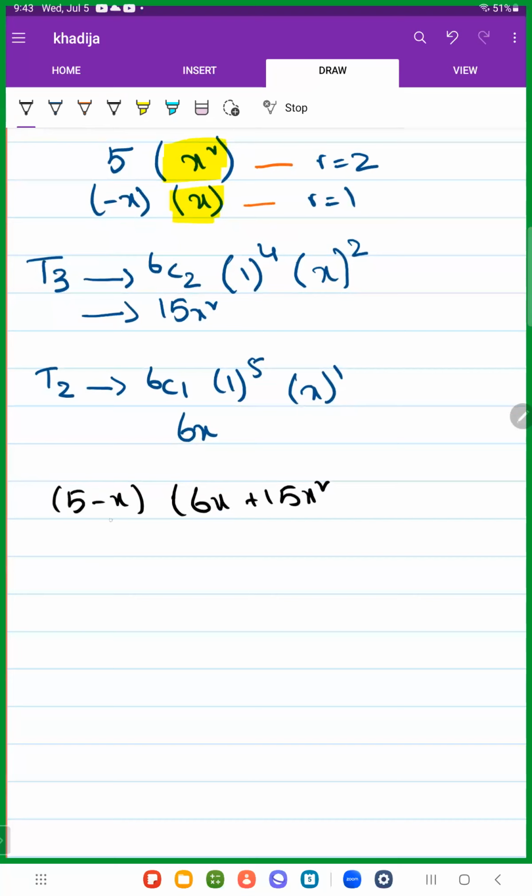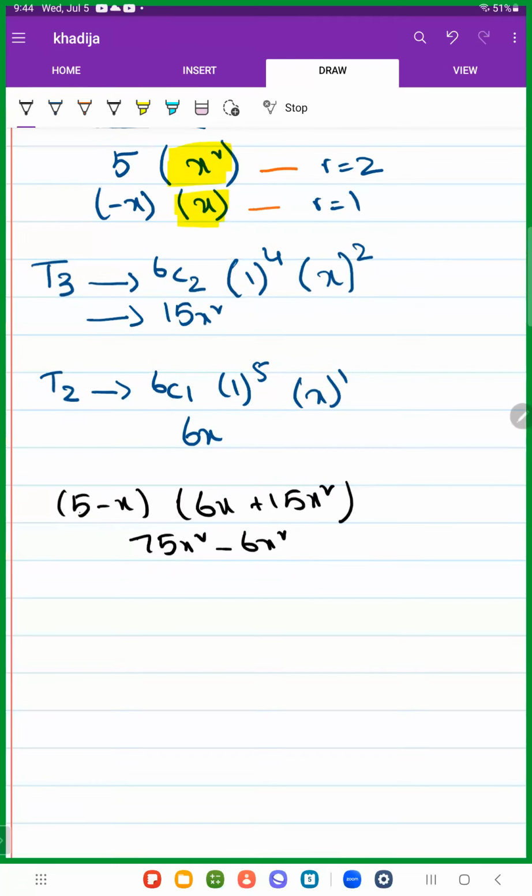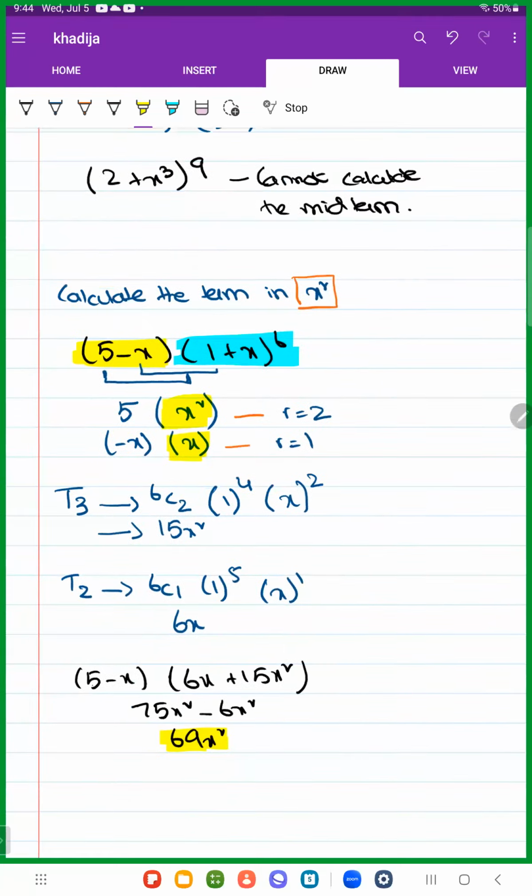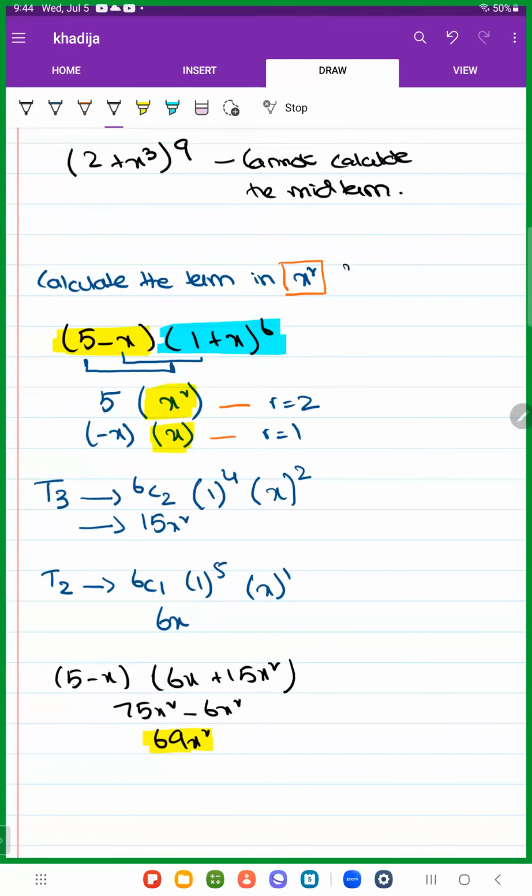So now I have (5 minus x) and I have 6x plus 15x squared. I have to multiply 5 with the term with x squared, so 5 into 15 gives me 75x squared. And I will multiply minus x with 6x, so minus 6x squared. My answer would be 75 minus 6, which gives me 69x squared. I only need the term for x squared, which is why I only calculated those terms.